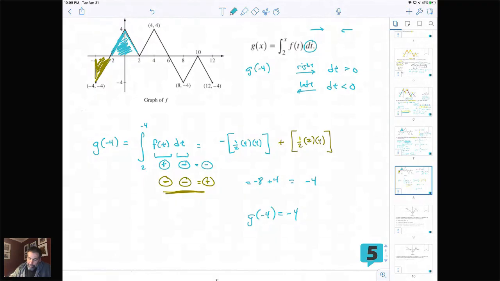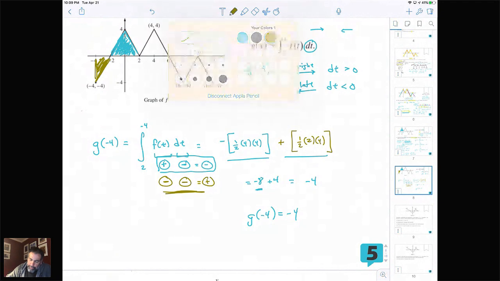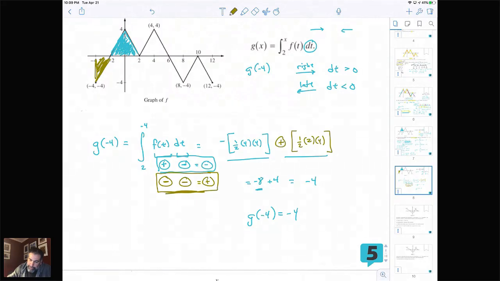For g of negative 4, the reason it is not 4 is because of the sign analysis we did here. The bluish triangle is assigned a value of negative 8. We did the sign analysis right here to show that the blue triangle would be negative 8. The gold triangle is assigned a value of positive. And by doing the sign analysis first, what that allows me to do is just treat all the rest of the problem like geometry and not worry about the plus or the minus.